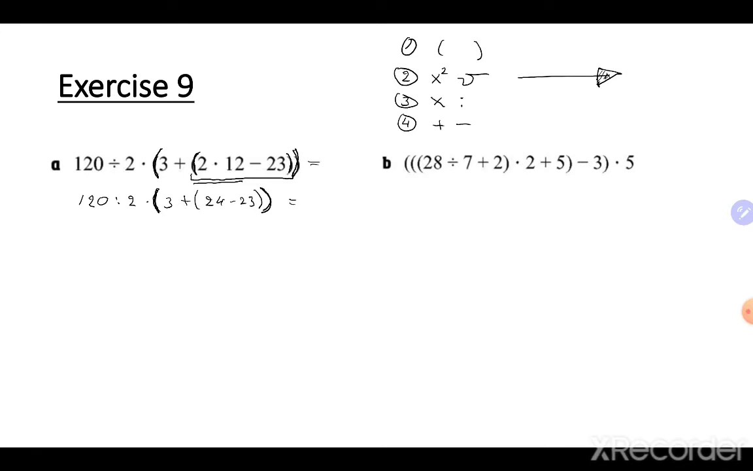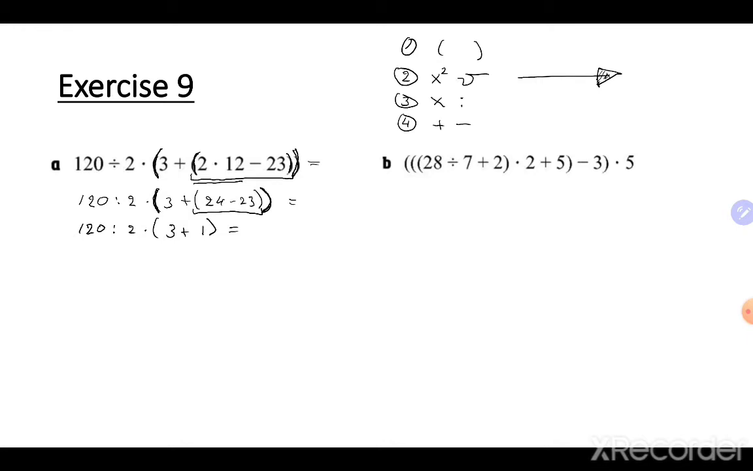Please write down under each other. That's much easier because then you know what you're doing, and if you made any mistakes, you can fix it immediately. Alright, so again, inside that bracket, 24 minus 23 is 1, so 120 divided by 2 times, opening the bracket, 3 plus, and now we can leave the first bracket, because we just solved 24 minus 23, that's 1.